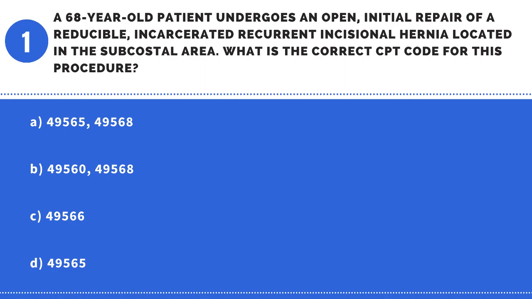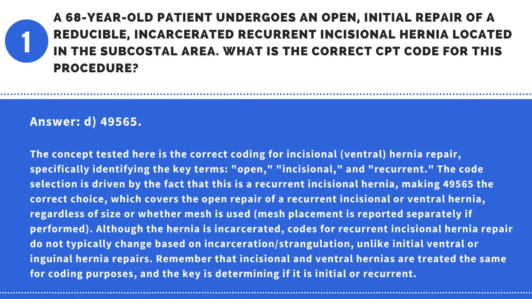Question 1. A 68-year-old patient undergoes an open, initial repair of a reducible, incarcerated recurrent incisional hernia located in the subcostal area. What is the correct CPT code for this procedure? A. 49565, 49568. B. 49560, 49568. C. 49566. D. 49565. Answer D.